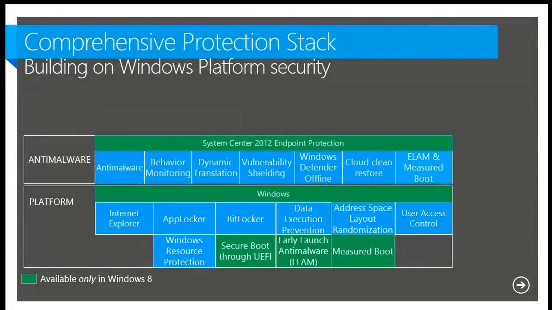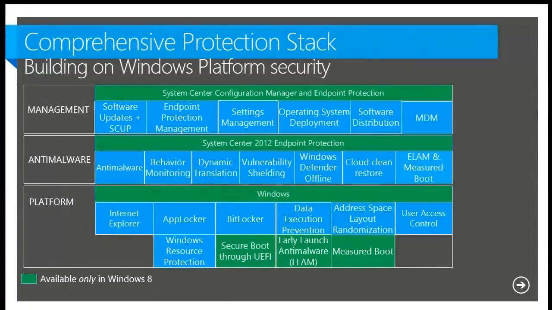Now let's move into the actual anti-malware client. In the anti-malware client, going from left to right, you have base anti-malware, behavior monitoring, dynamic translation, vulnerability shielding, Windows Defender Offline, Cloud Clean Restore, early launch anti-malware, and measured boot. The Windows Defender Offline piece, I'll be doing a demo showing a little bit of how you can use that with Configuration Manager later on in the session, so I'll get a little more in depth into that. And I'll be talking about these other components when I get into the deep dive of the client itself. This is really just putting the pieces together. These are the building blocks of the whole protection stack.